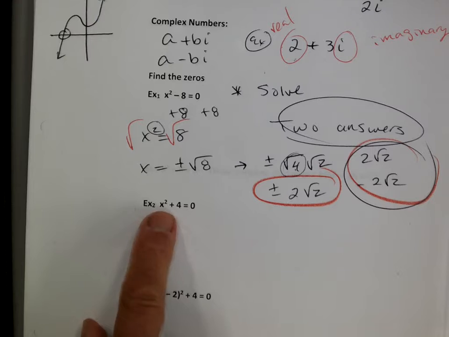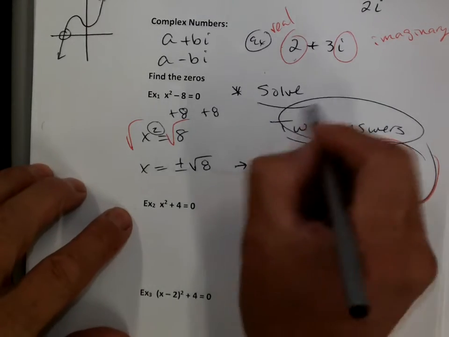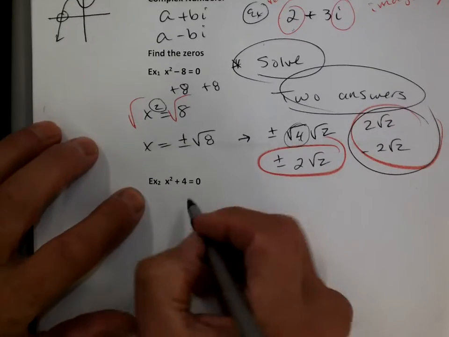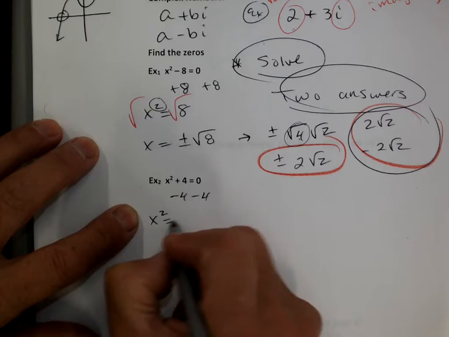Example 2. You'd think it would factor, wouldn't you? But that has to be a minus. It doesn't factor, so we're going to solve. Okay, let's solve this one also. Let's go ahead and go minus 4 of x squared equals negative 4.